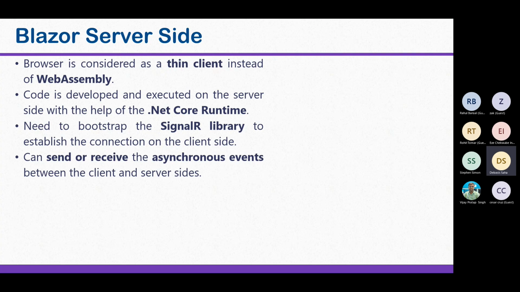Also, with the help of the SignalR library, we can send or receive asynchronous events between the client and server side to share different types of data in different scenarios. So whenever we want to update a DOM element, we can use asynchronous events through the SignalR library to send that data to the client side to update the DOM element.